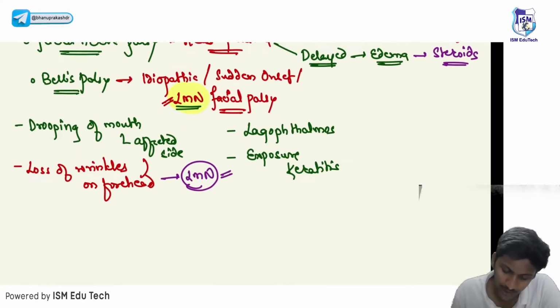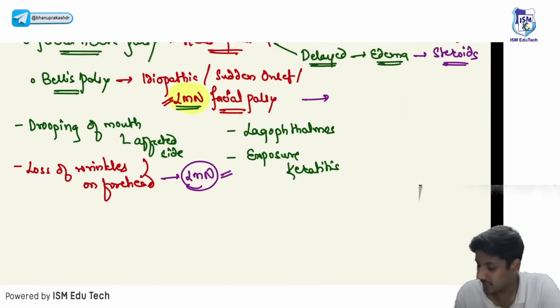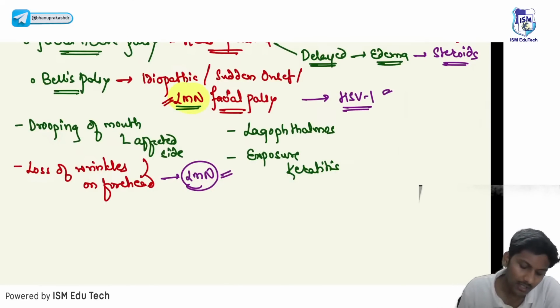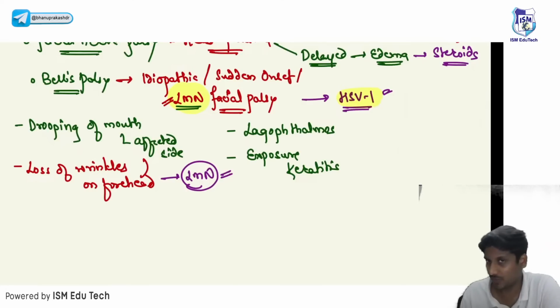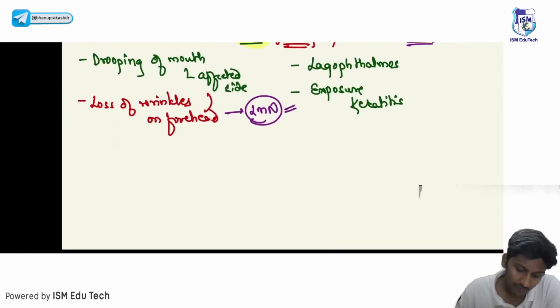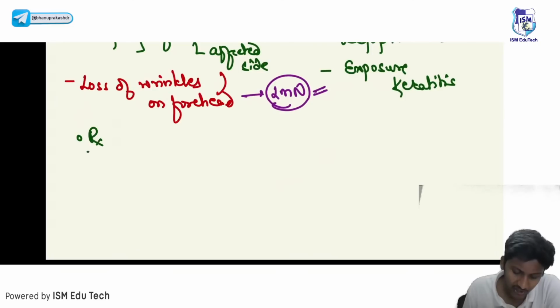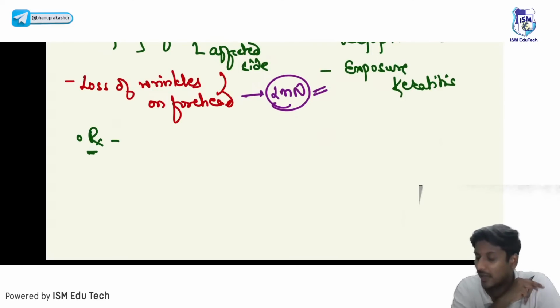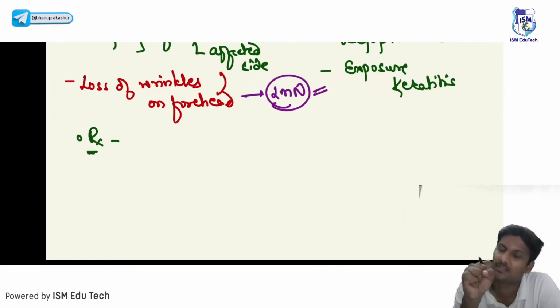Now, what is usually the cause? Initially, it is considered to be idiopathic, but some studies say that HSV1 infection, that is herpes simplex virus 1 infection, has been seen as a cause in most Bell's palsy, but still idiopathic is more common. Okay? Because infection usually causes inflammation, and inflammation leads to edema, and that edema causes compression of the facial nerve, which leads to facial palsy.